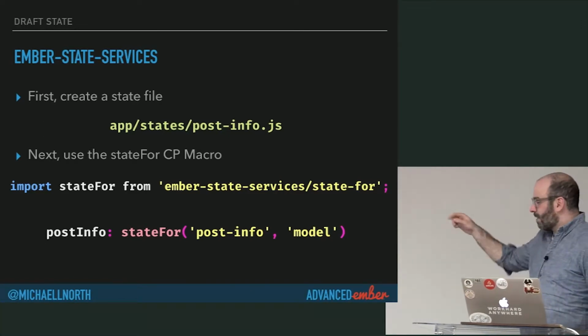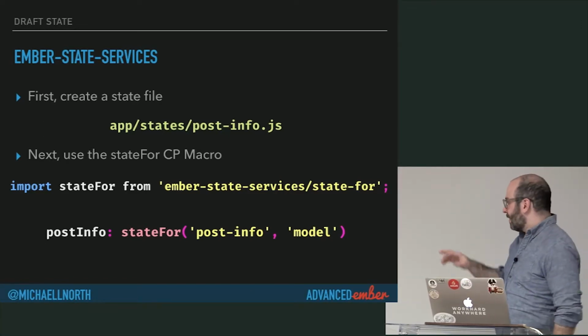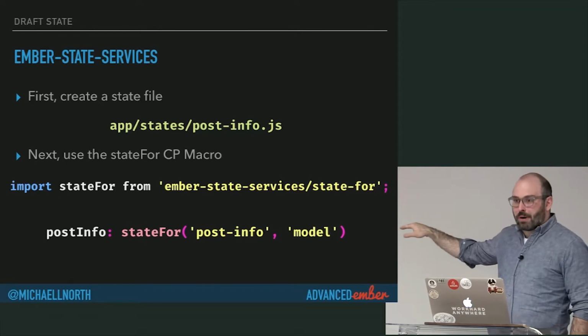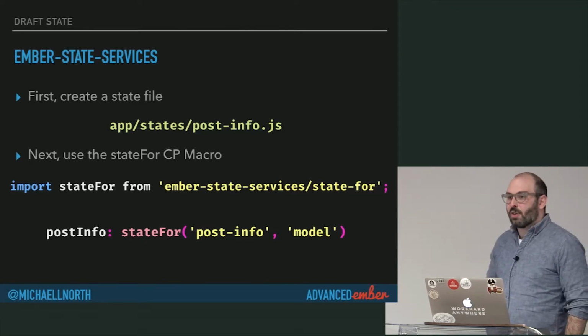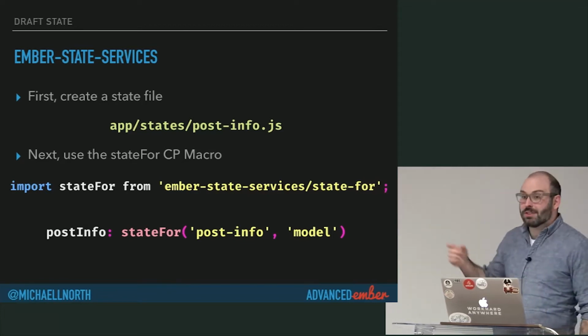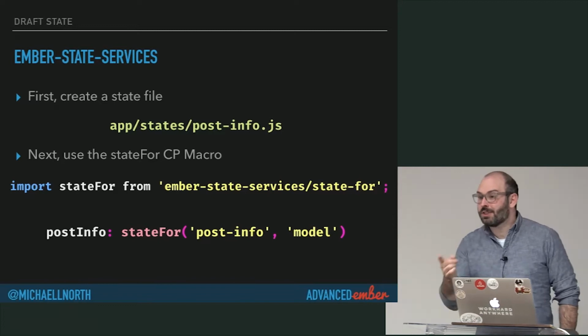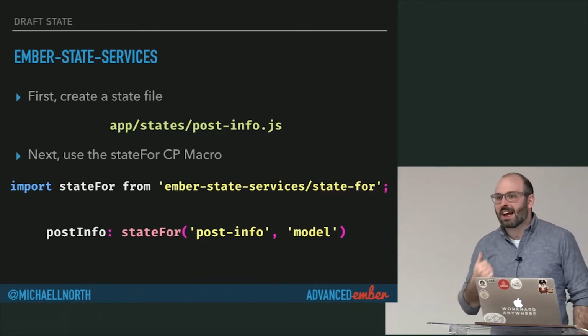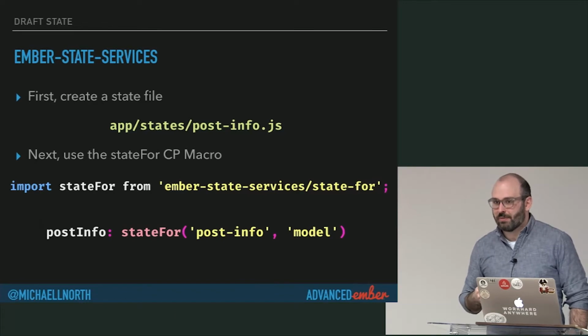And so here, in plain English, what we're trying to do with this computed property is we're going to say, if you look in the model property for this component, you're going to find a post. And in the weak map for postInfos, I want to use the post you found at model as the key and give me back the postInfo object that you found.